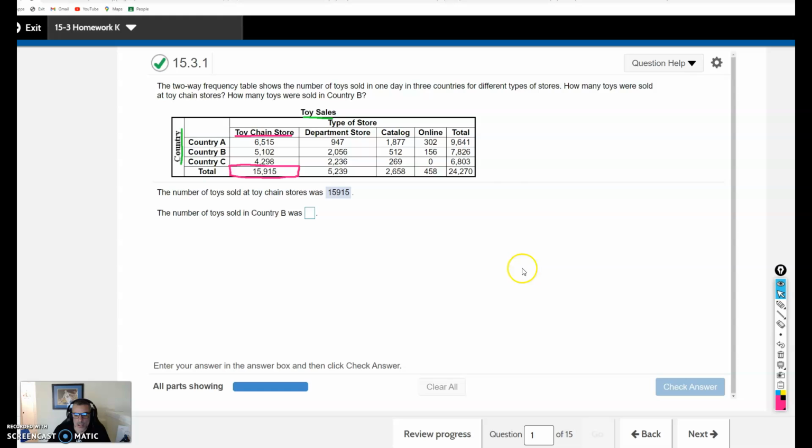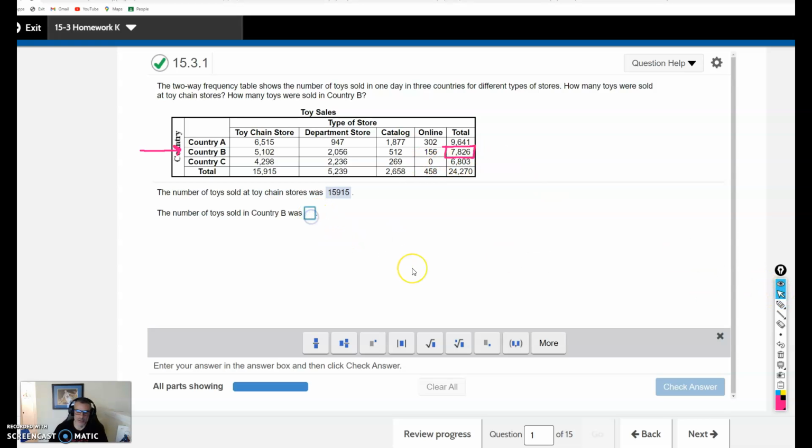Got it. All right. The second part of this question says the number of toys sold in country B was blank. So this time we're only looking at country B, and it doesn't care how they were sold. It just wants to know how many toys were sold. So again, that's going to be the total, right? This many in stores, this many in department stores, this many from catalogs, this many online. But the total number of toys sold was over here, right? So regardless of the method, country B sold 7,826 toys.